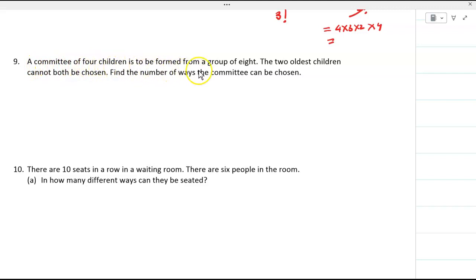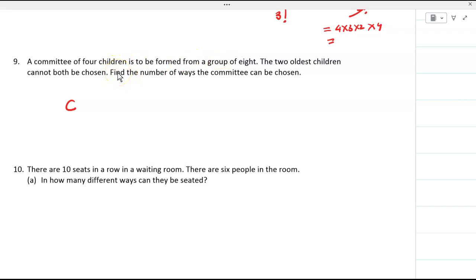A committee of 4 children is to be formed from a group of 8. The oldest 2 children cannot both be chosen. Find the number of ways the committee can be chosen. Okay, so first I have 8C4. I thought every time you see something like that, where you have a certain number of people and you have to choose some of them, you always use C or P, right? Choose is C. So this will be 8C4, because out of 8 kids, you have to choose 4.